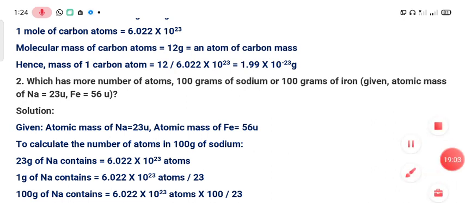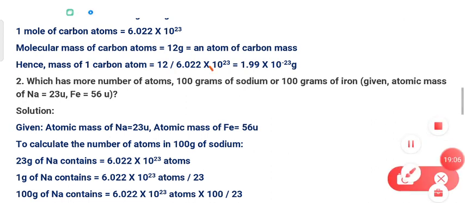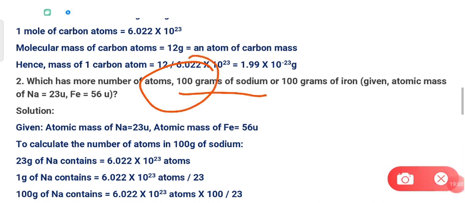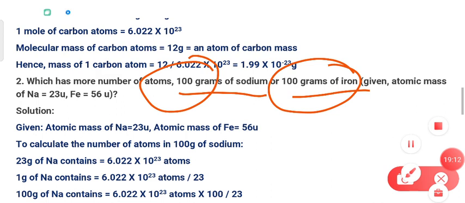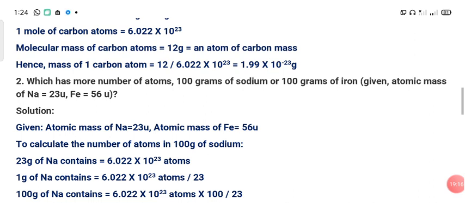So what you need to find out? You need to find out the total number of atoms in 100 gram sodium and total number of atoms in 100 gram of iron. So this is very easy. There are two methods by which we can do. Let's look at the first method.